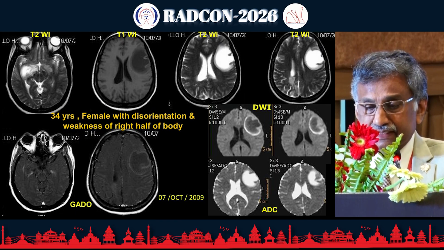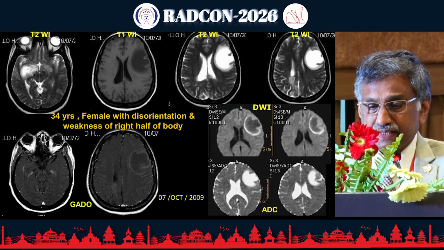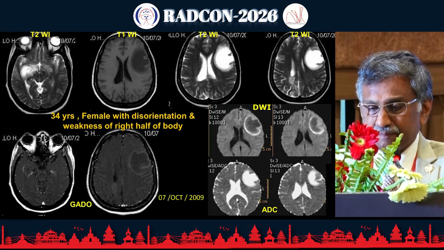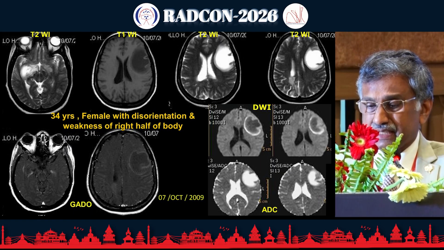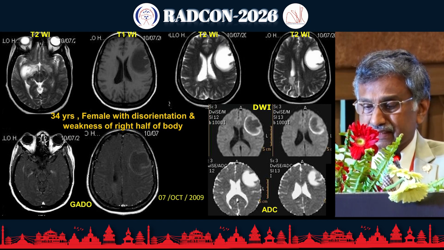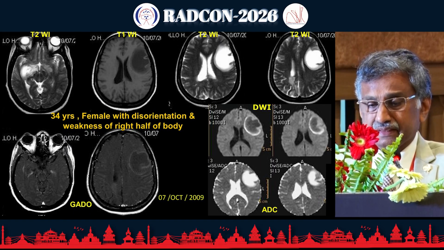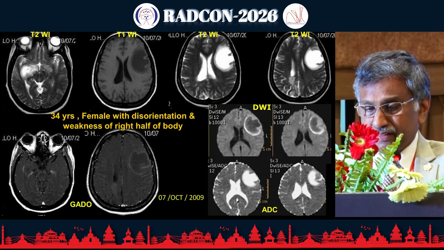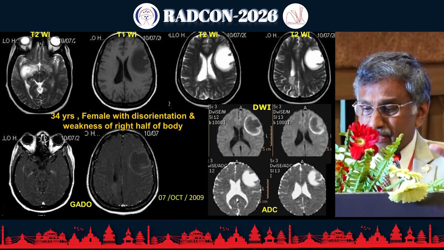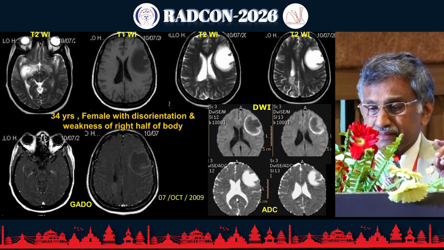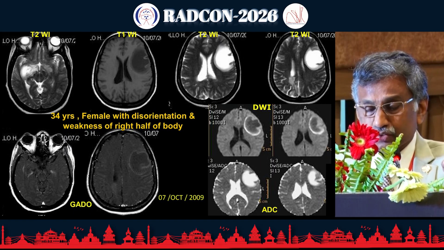Yet another patient, a 34-year-old female, with disorientation and weakness of the right half of the body. There are large lobulated lesions with peripheral rim enhancement, not homogeneous, with something subtle in some areas. Other lesions are in the left temporal, left frontal and right frontal regions. It looks like a neoplastic process. This spectroscopy was performed.